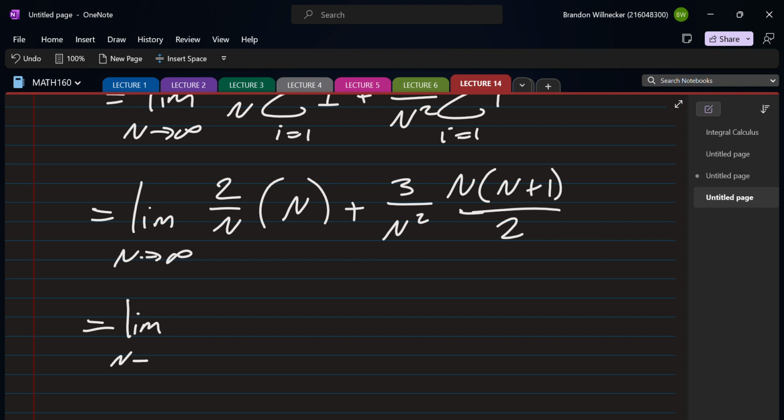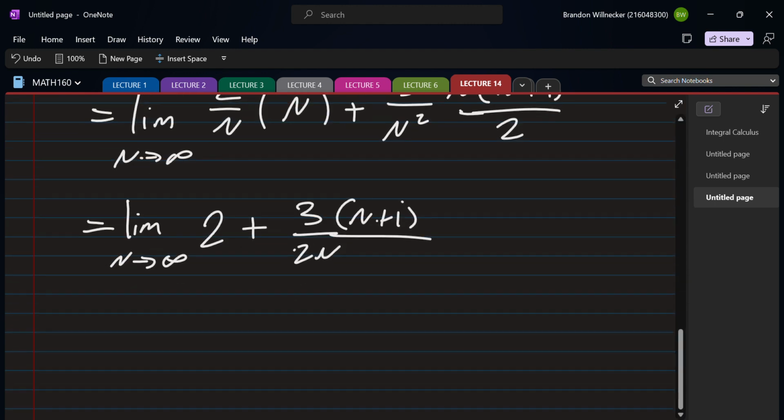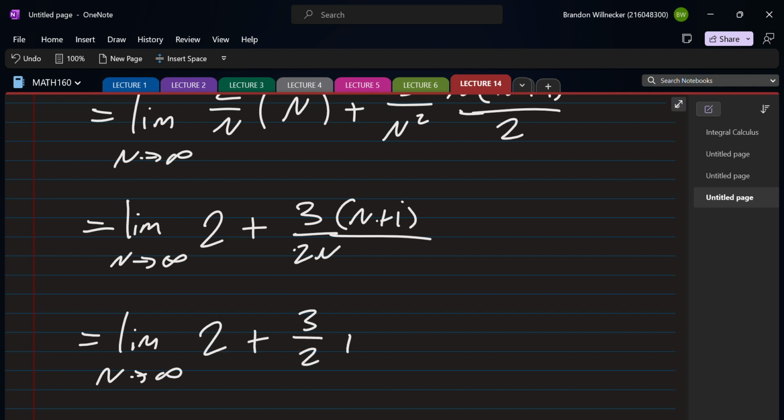So the limit, n goes to infinity, 2n over n, that's just 2. And then we have 3 over 2n, and then n + 1. We can simplify this a bit more. So here we have the limit, n goes to infinity, 2 + 3 over 2 + 3 over 2n.